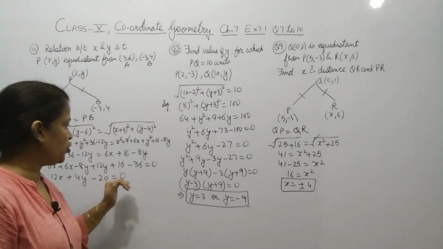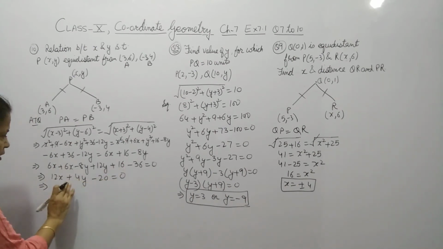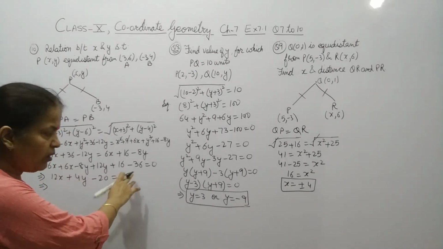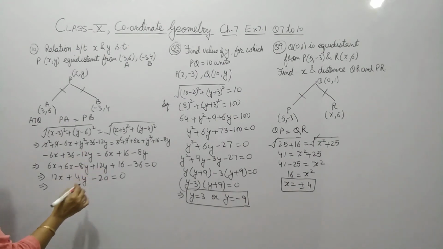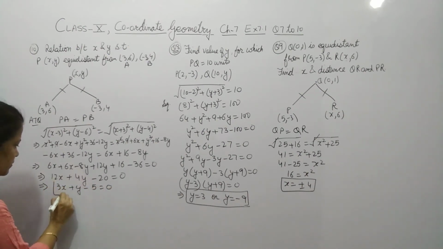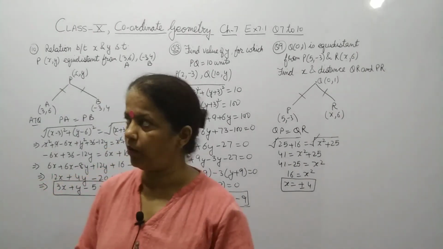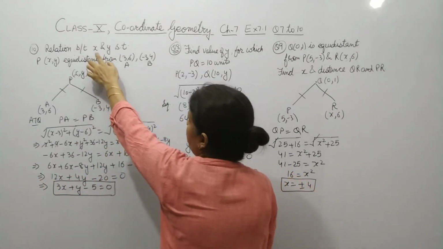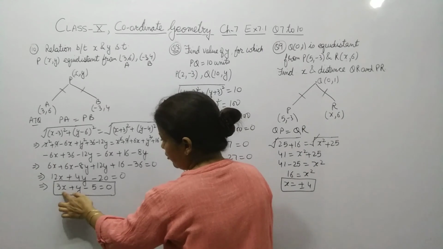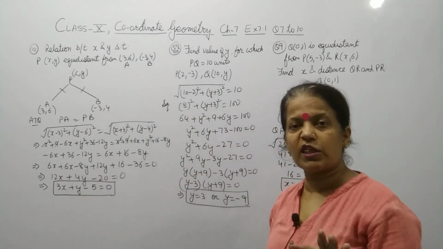Now what should be the next step? Tell me. What will the step be? You can take 4 common. So by taking 4 common, that 4 will be shifted over here, 0 upon 4, so it will become 0. So 3x plus y minus 5 equal 0. So look here. The equation or the relation between x and y is this: 3x plus y minus 5 equal 0. So this is the relation.